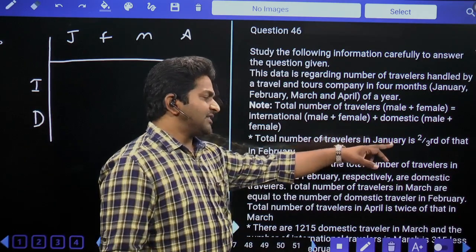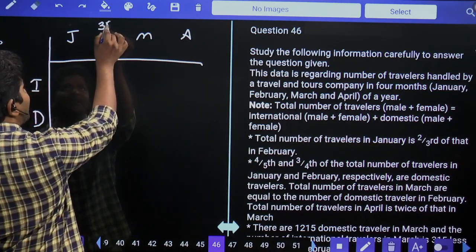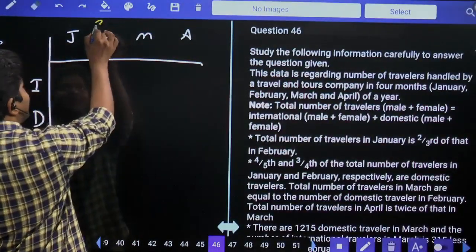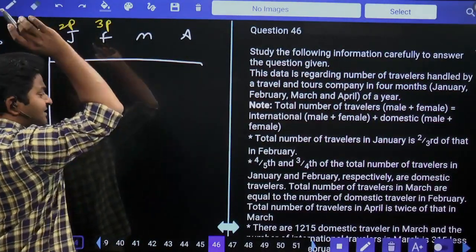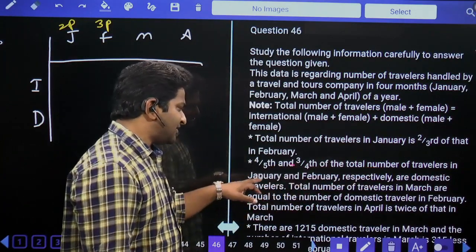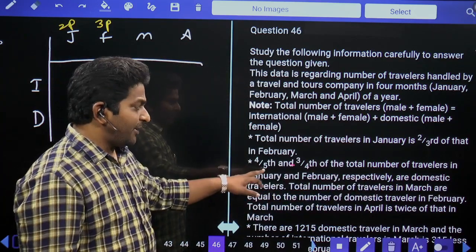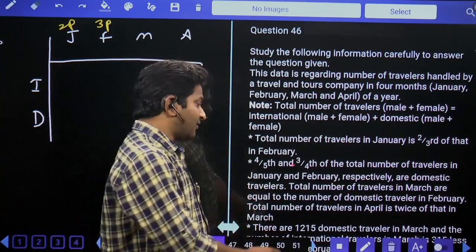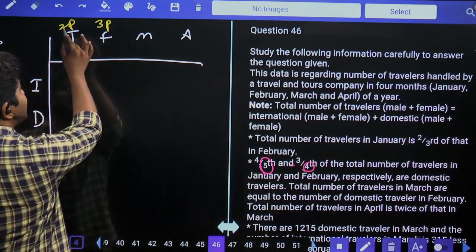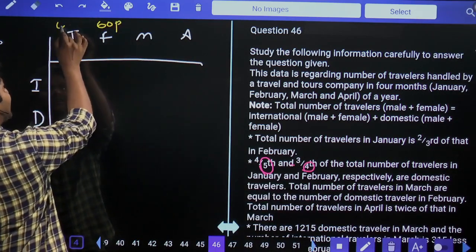Total number of travelers in January is 2/3 of that of February. In February, if you have 3 parts, in January you will have 2 parts. Let me change color, 3 parts and then 2 parts for easy purpose. 4/5 and 3/4 of total number of travelers in January and February respectively are domestic travelers. Concentrate on the denominators, 5 and 4, that is 20. So let's multiply these numbers with 20. Then I'll treat it as 60 parts and 40 parts.